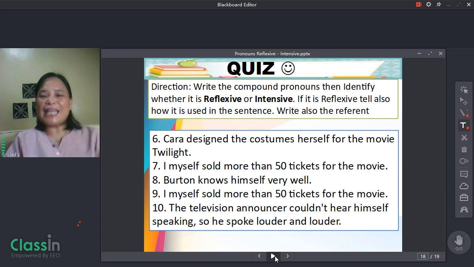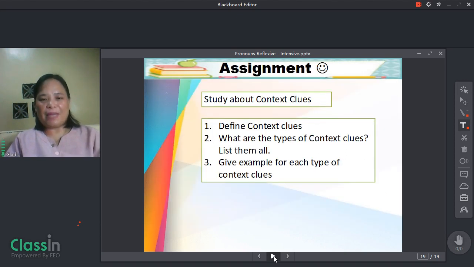If you are done answering your quiz, take note of your assignment for the next meeting. Study about context clues. You need to define context clues, list all the types of context clues, and give an example for each type.